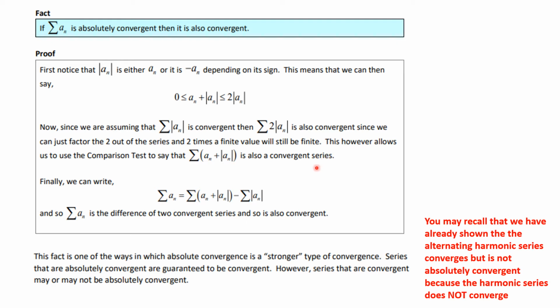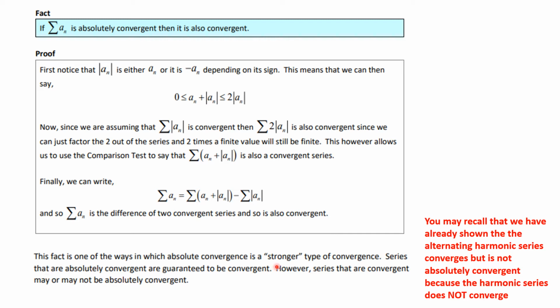So we can write the summation of a sub n, which is what we're going to have to claim is convergent, as equal to, and we're basically adding and subtracting the same thing, the summation of a sub n plus the absolute value of a sub n, minus the summation of the absolute value of a sub n. So these two things will cancel out, and so that means that this is the difference of two convergent series. So it is also convergent.